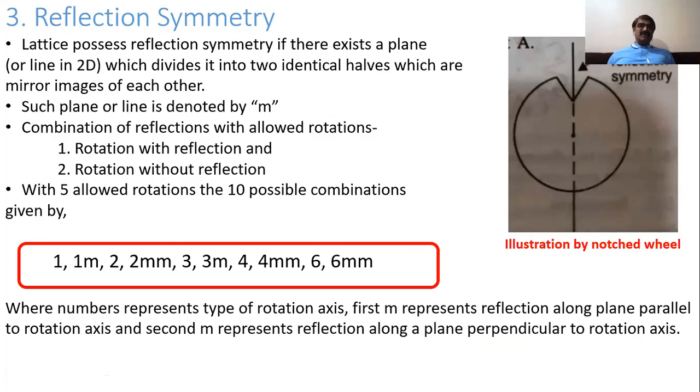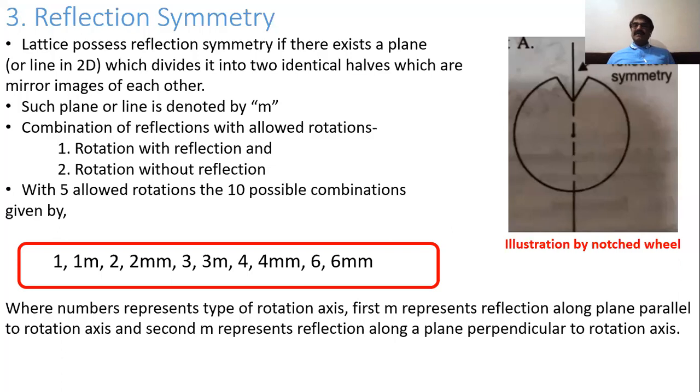Now let us look at what reflection symmetry is in the case of a crystal. A lattice possesses a reflection symmetry if there exists a plane, or a line in the case of two dimensions, which divides it into two identical halves. One is the object, the other is its mirror image, so both are mirror images of each other.